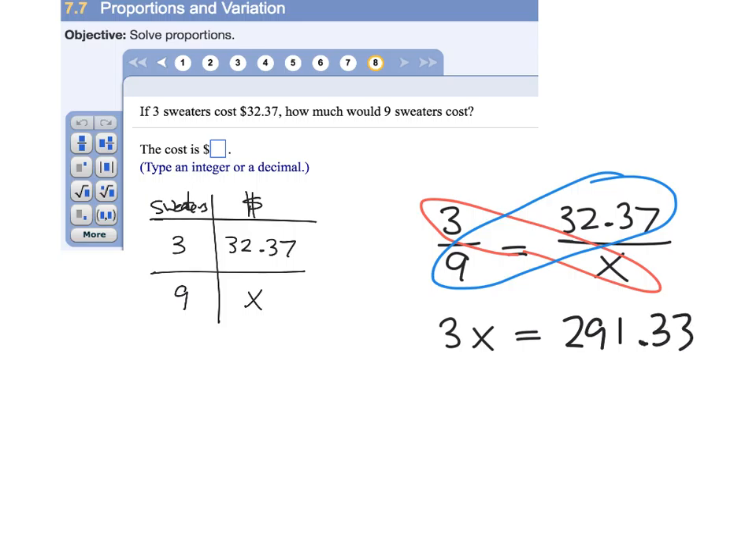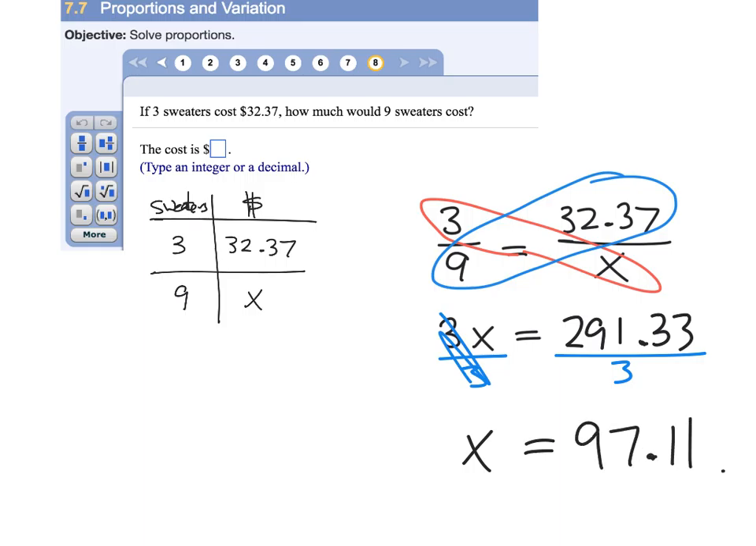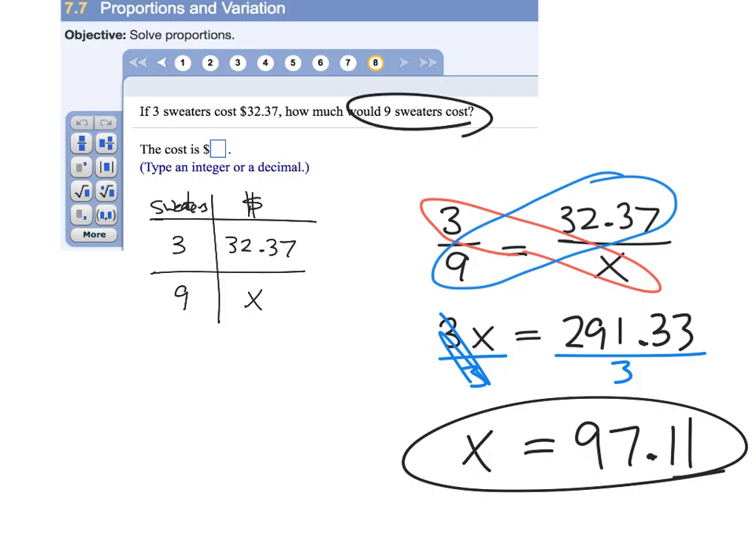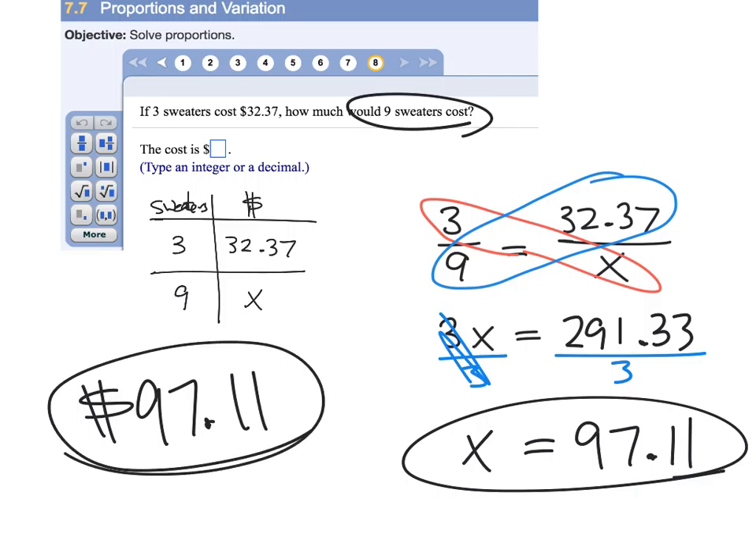And I get 291.33. And now I'm going to divide both sides by 3, so the 3's go away. So I get x is equal to $291.33 divided by 3, and that gives me 97.11. So how much do 9 sweaters cost? It's going to be $97.11. And that wraps up this video.